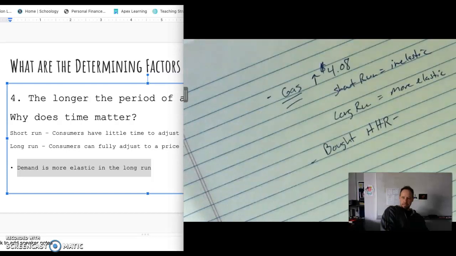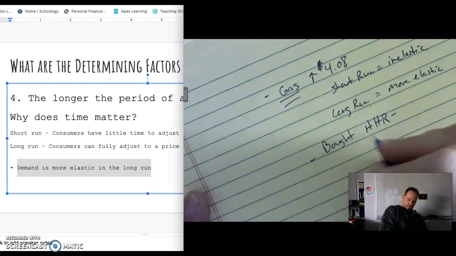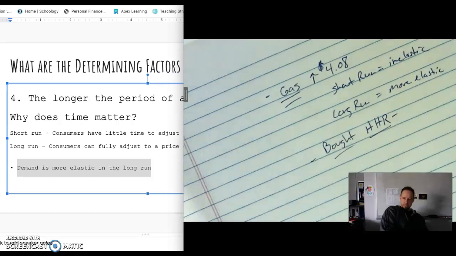The Trailblazer got like 16 miles to the gallon. That was a big extended one with the V8 in it, 16 miles a gallon on the highway, like 12 in town. I went to the HHR, which gets 32 on the highway, 25 in town. Okay, less demand over time.